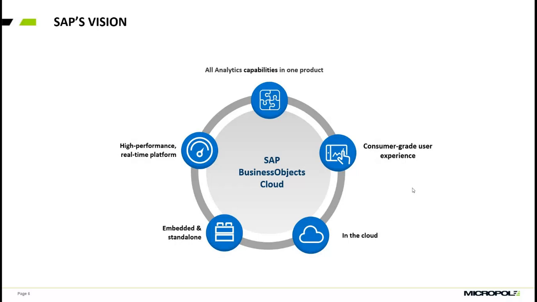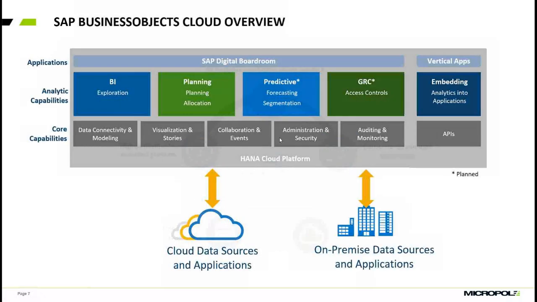So what can you expect? What is SAP's Business Object Cloud? Well, it's relying on the HANA Cloud platform, so you can see the underlying layer, and you will be able to do BI, planning, predictive, GRC.